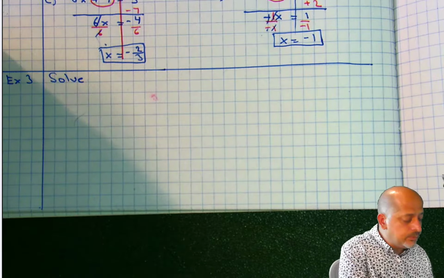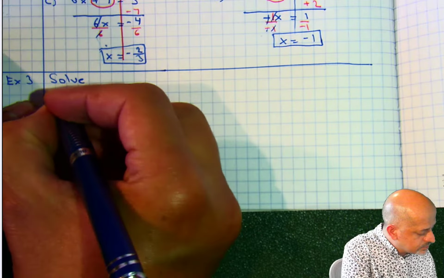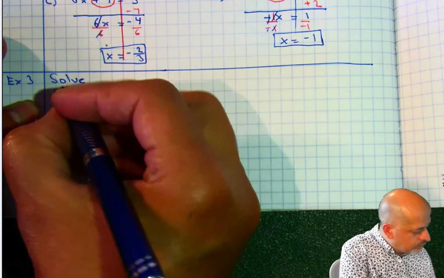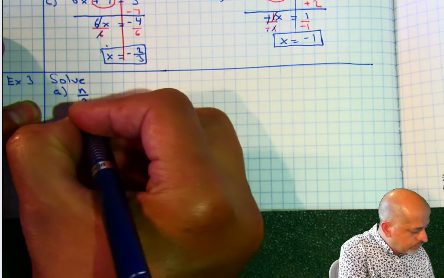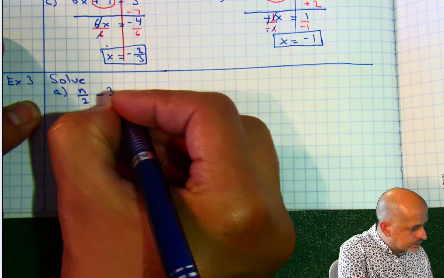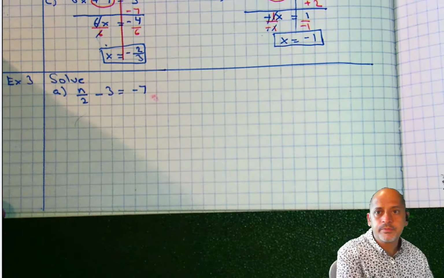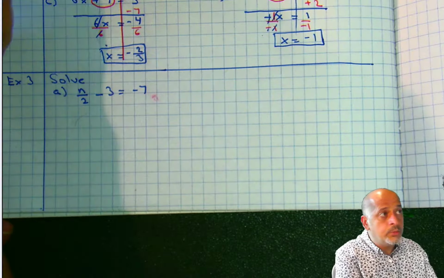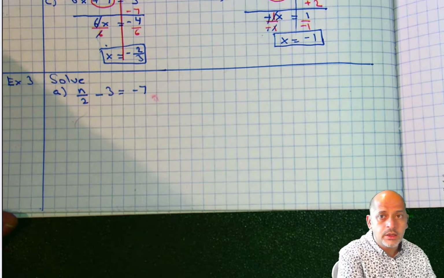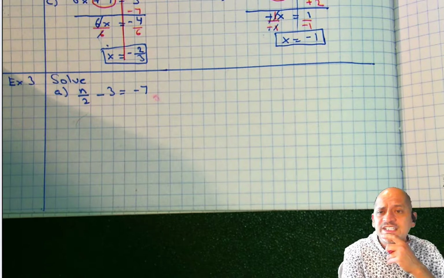We're going to have A and B. Now we're going to be dealing with fractions. A. We have n over 2 minus 3 is equal to negative 7. Go and pause it if you need more time. Now, to solve it, we're going to go through exactly the same process.